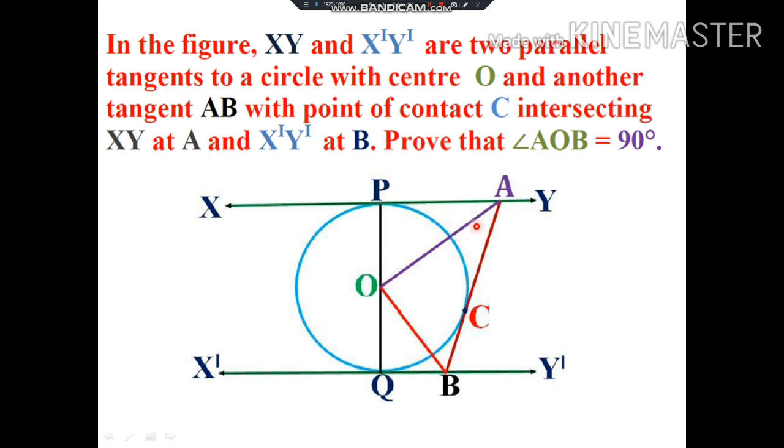What you have to prove? We have to prove here AOB is equal to 90 degrees. Dear children, we have to prove that the angle here is equal to 90 degrees. Dear children, to prove this, we need to do some construction. So here construction is join O and C. On joining O and C, we get different triangles. Using those triangles, we can prove AOB is equal to 90 degrees.